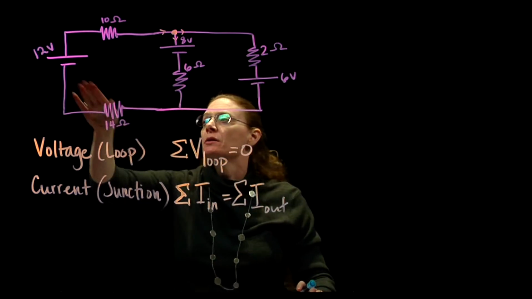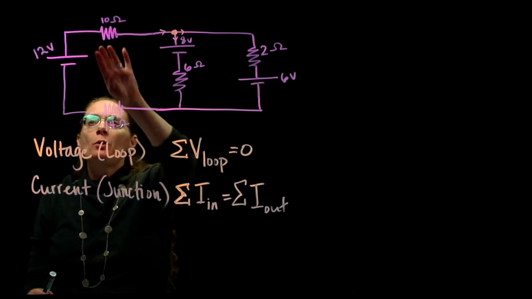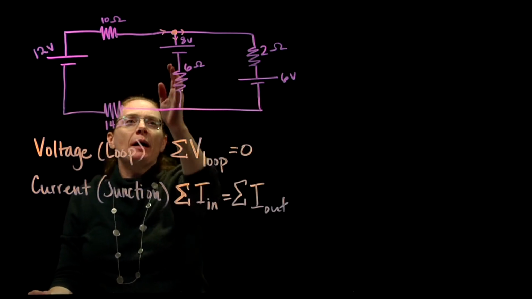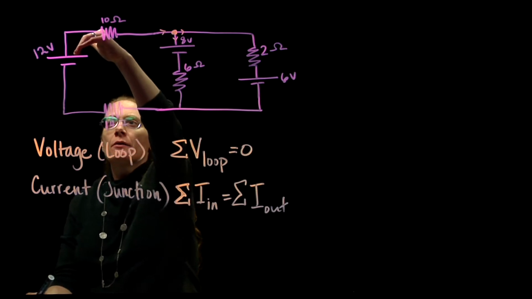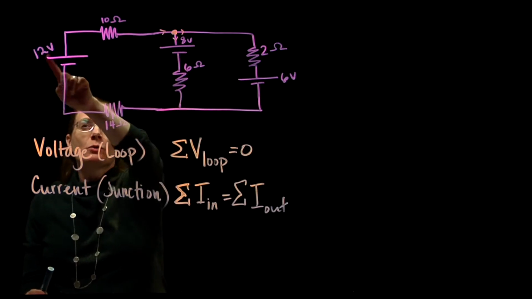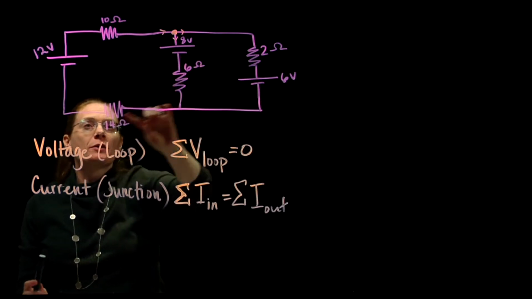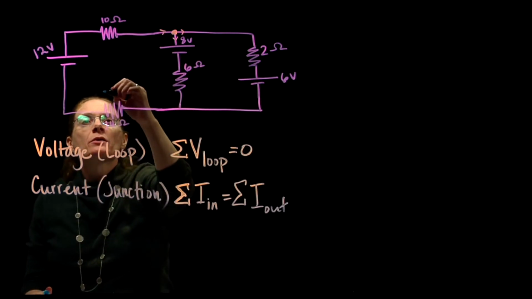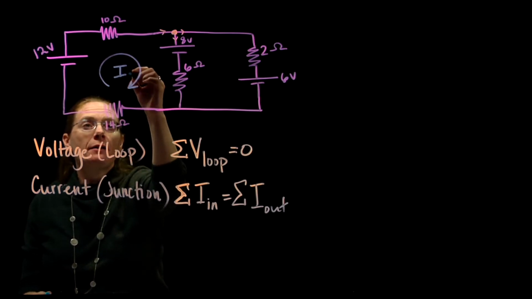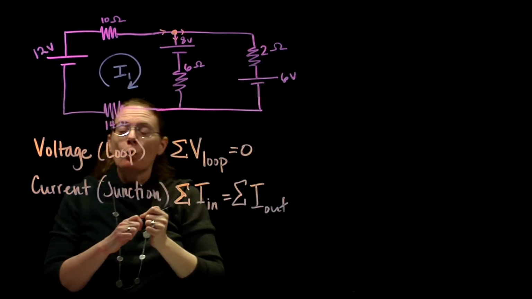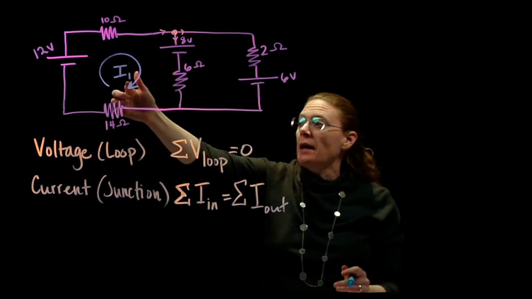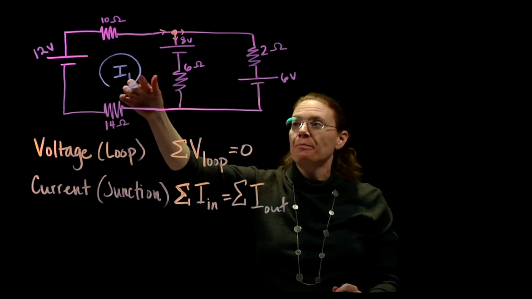So here, for this loop, I've got a 12-volt battery pushing charge this way. I've got an 8-volt battery pushing charge back this way. So I might guess that the charge, since this is 12 volts and this is 8, goes this way around this loop. So I'm going to define the current around this left-hand loop as I1, so current number 1, and I'm just going to make a good guess that it goes this direction.